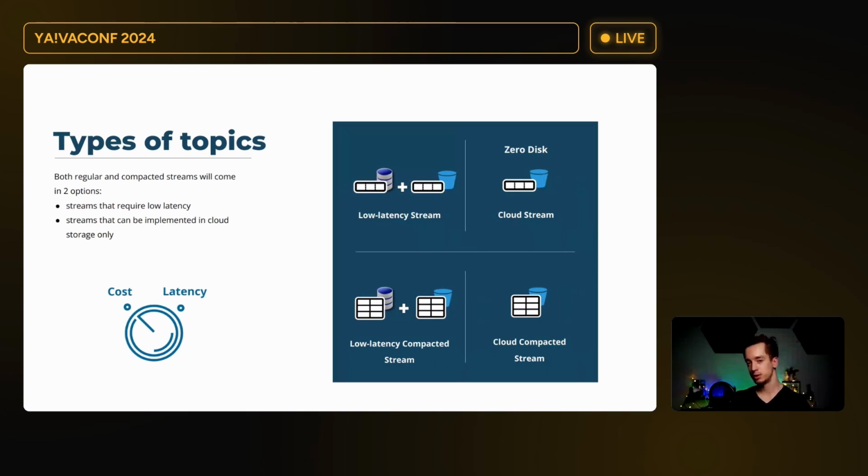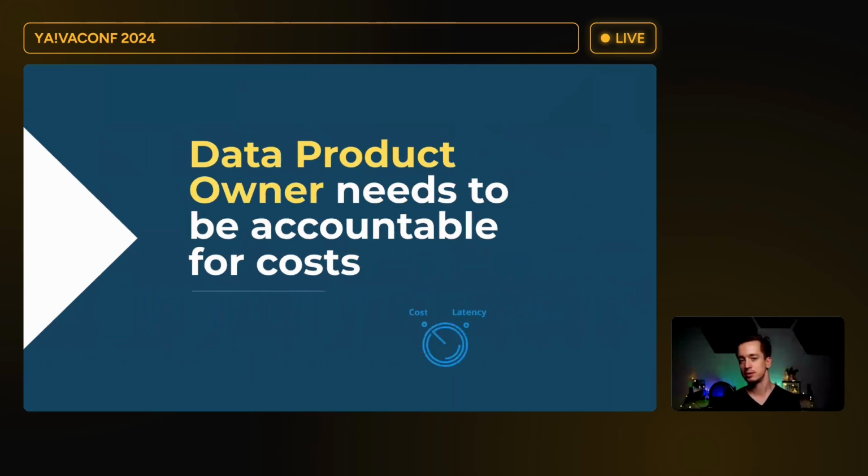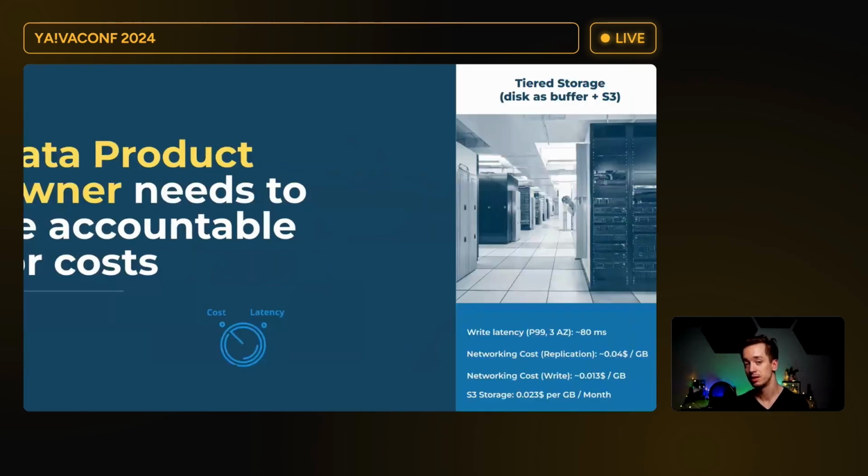But the second flavor is fully cloud, like topics that you store on S3 only. You don't introduce this buffer of a disk, because this buffer introduces an additional cost. So your broker becomes stateless, and Confluent is introducing a feature that's in early access today called Freight Clusters. They claim a 90% reduction in the costs of operating your Kafka cluster. And because you have this trade-off between cost and latency, you need someone, and this someone is the data product owner, that's accountable for the costs, because they will publish different types of topics.